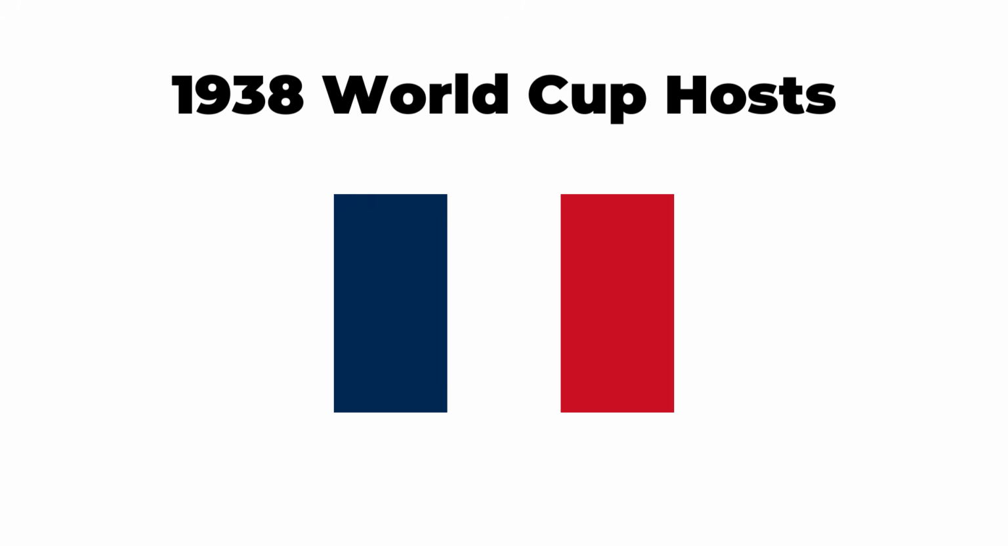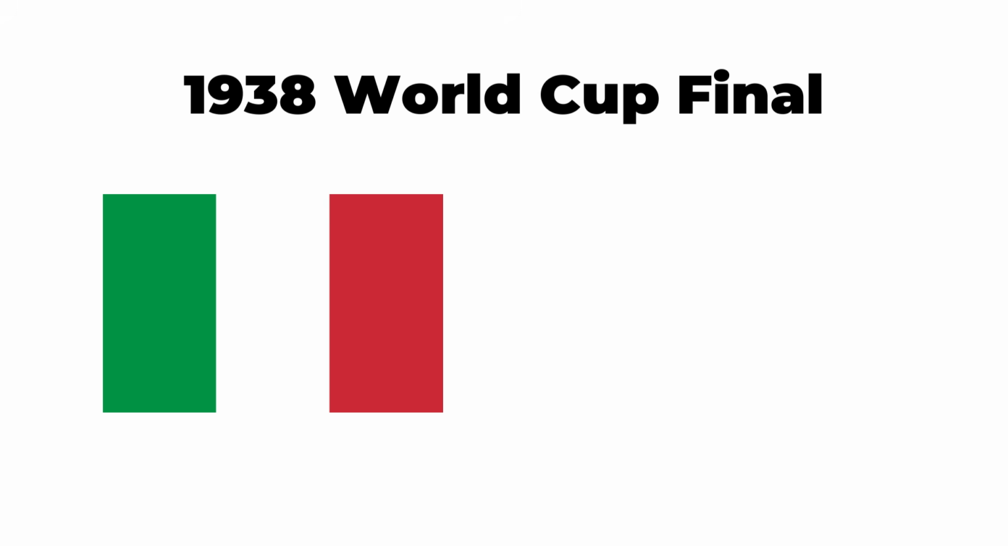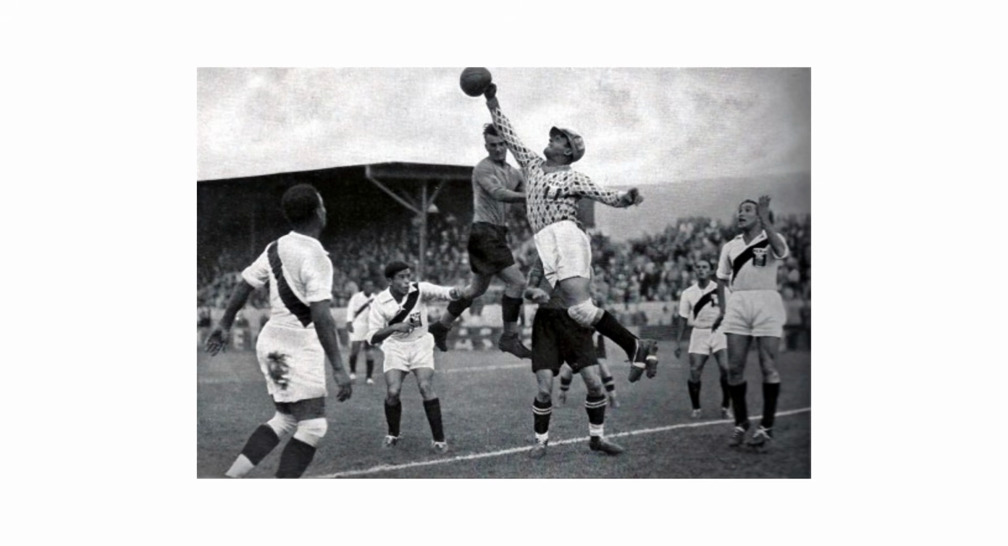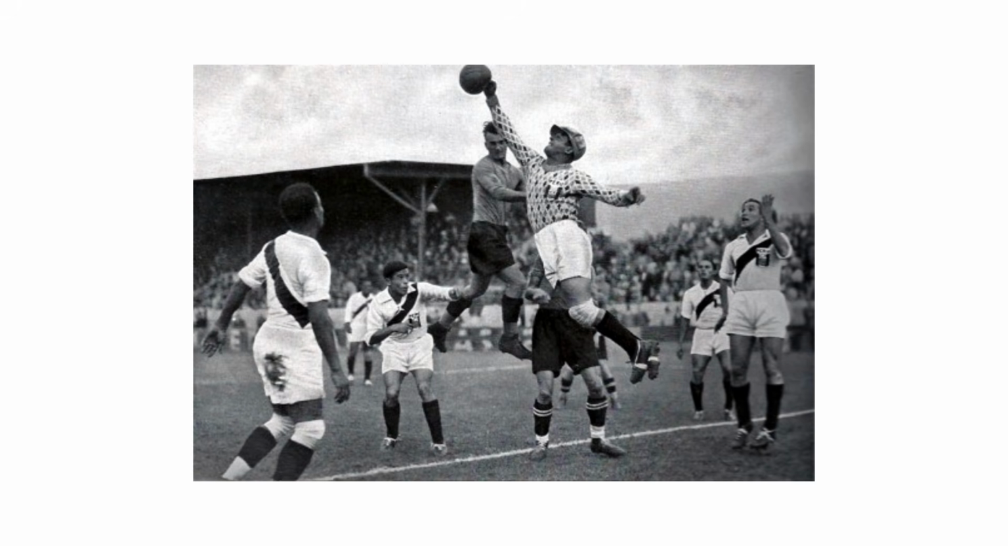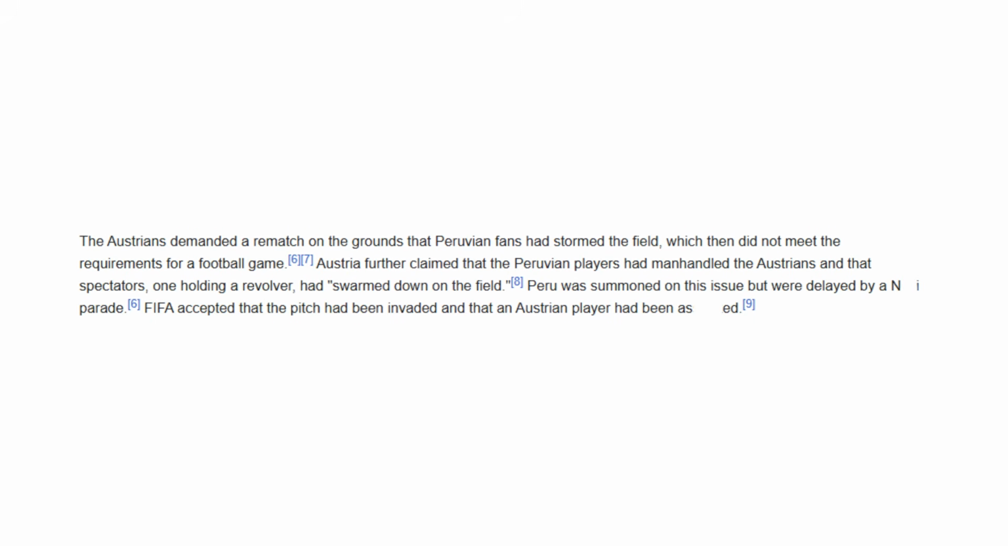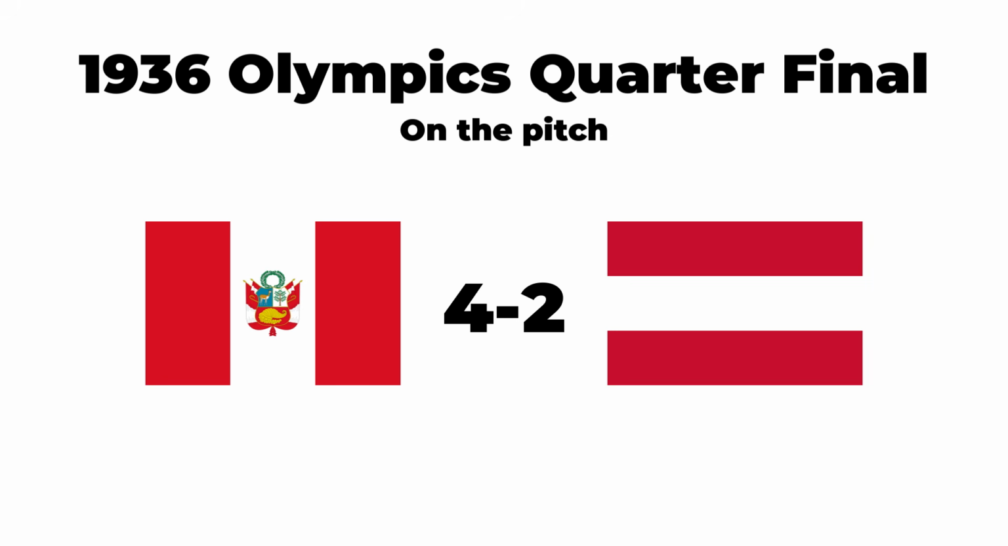1938. This time, we went to France, and Italy made it to the final again. And Uruguay did not even partake, citing a slightly controversial Olympic Games quarterfinal between Peru and Austria hosted in Berlin in 1936, in which the Peruvian fans invaded the pitch in the 119th minute and it led to Austrians being given a walkover to the semi-final. I mean, it's very easy to connect the dots here. Back to the World Cup.